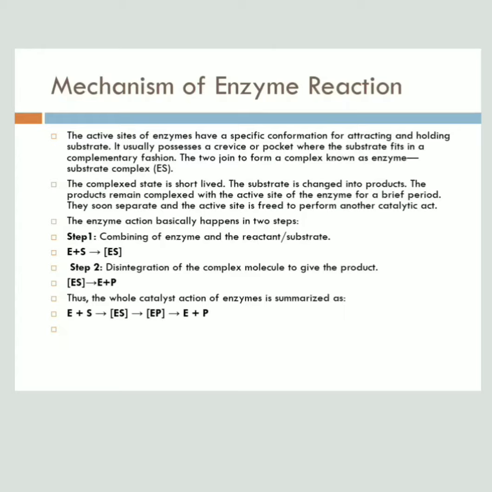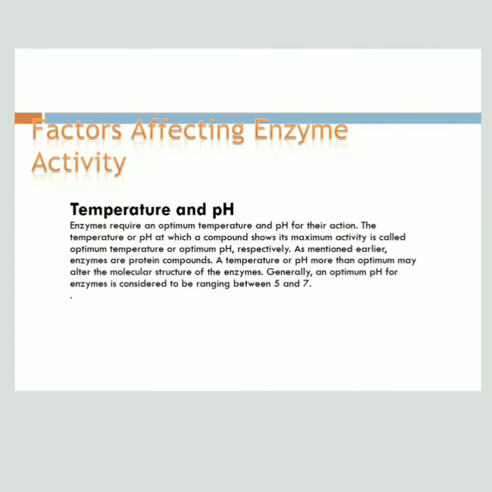The complex state is short-lived, and the substrate is changed into the product. This is also called the transition state. They remain complexed with the active site of the enzyme for a brief period. Later they separate, and the active site is free to perform a catalytic act. So it involves two steps: combining of the enzyme and the substrate, and next, disintegration of the complex structure into the product.